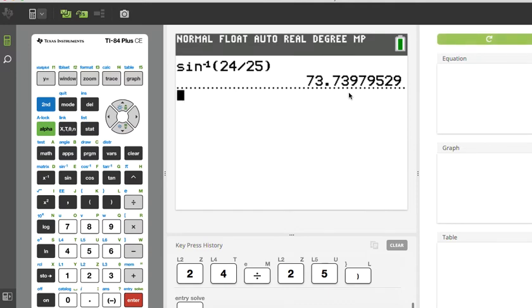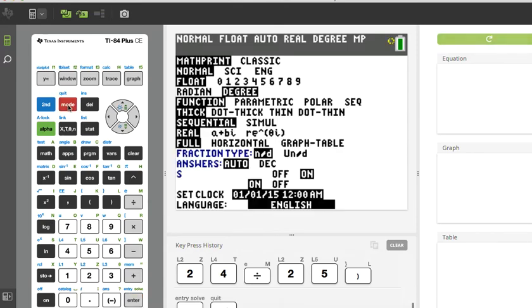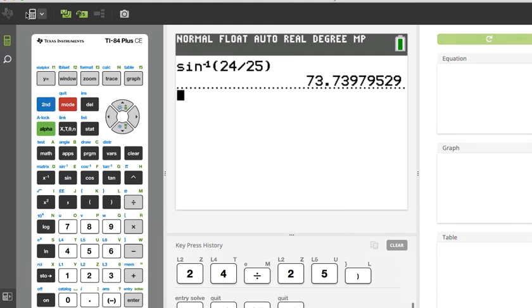Okay, what if you didn't? If you didn't, then that means your calculator's in the wrong mode. So I always check this anyway just to be sure. Press the mode button right here, and you see how in the fourth line it says radian and degree? You want degree highlighted, okay? So let me quit out of that.